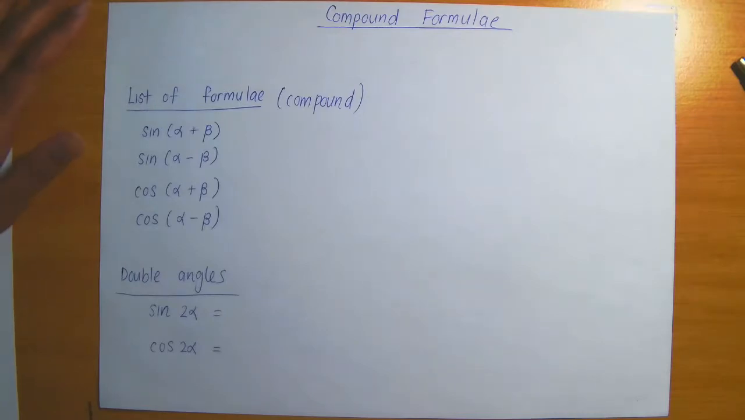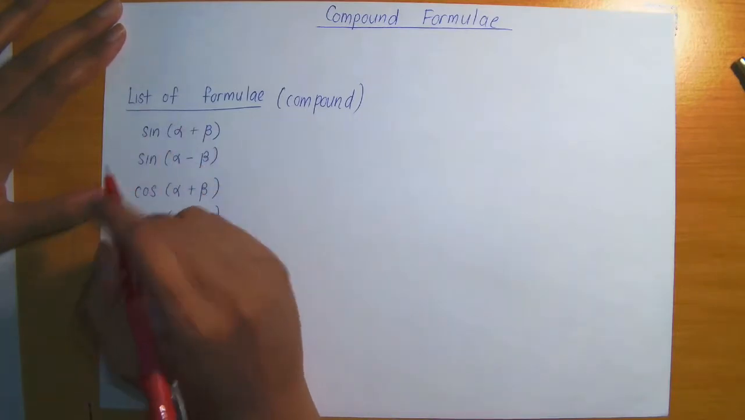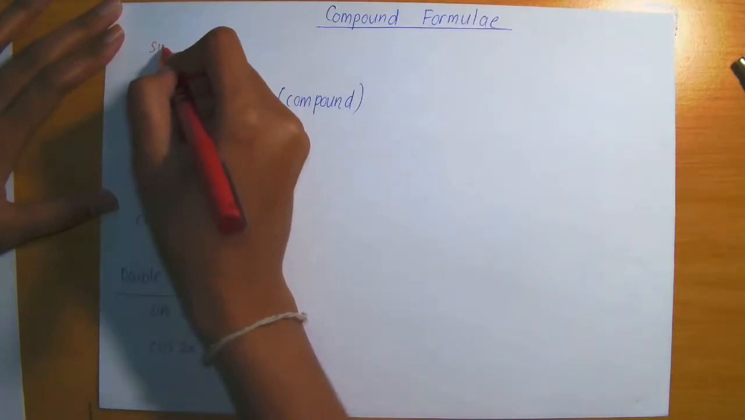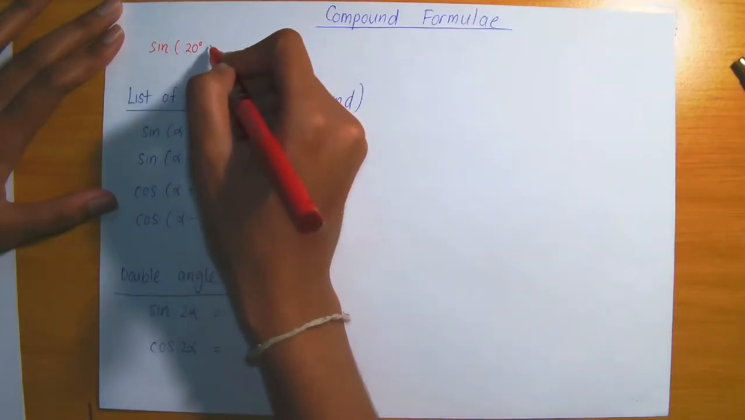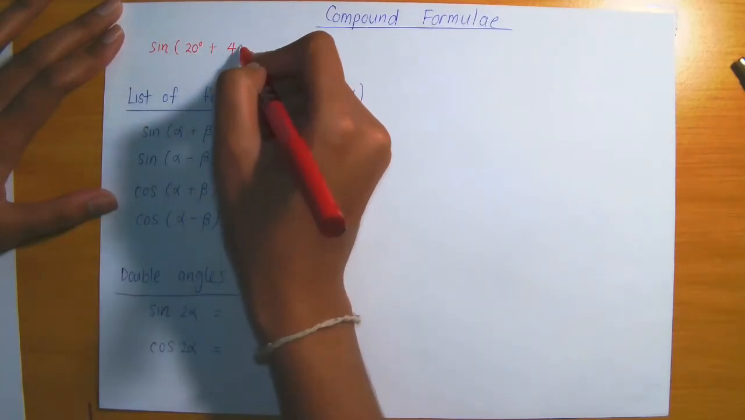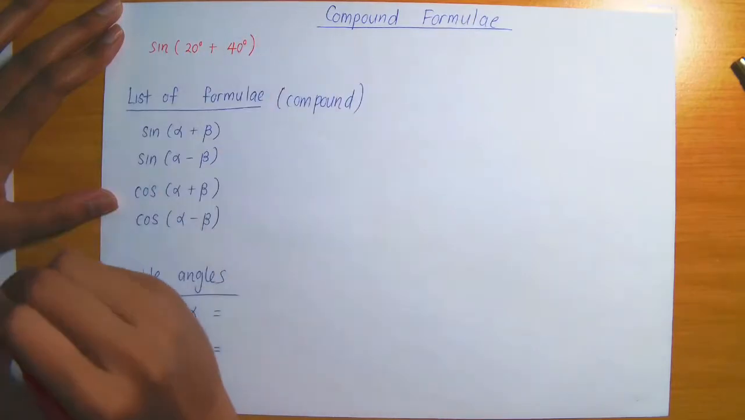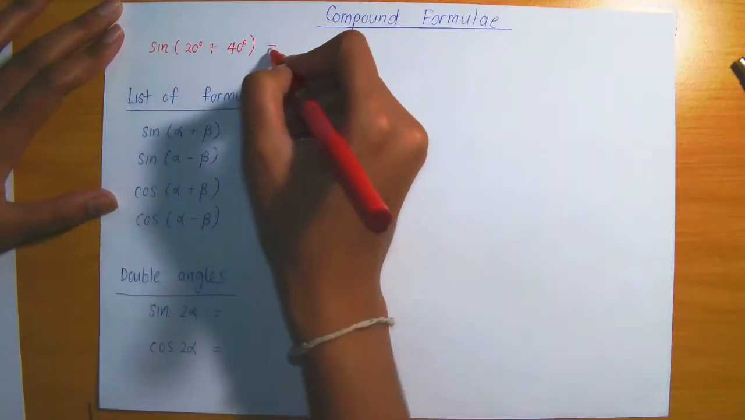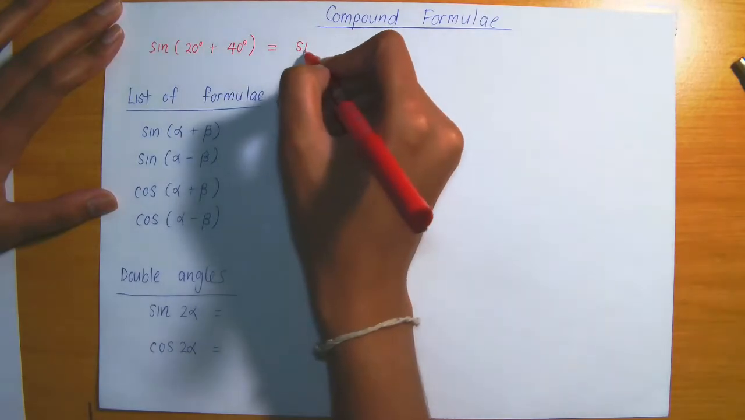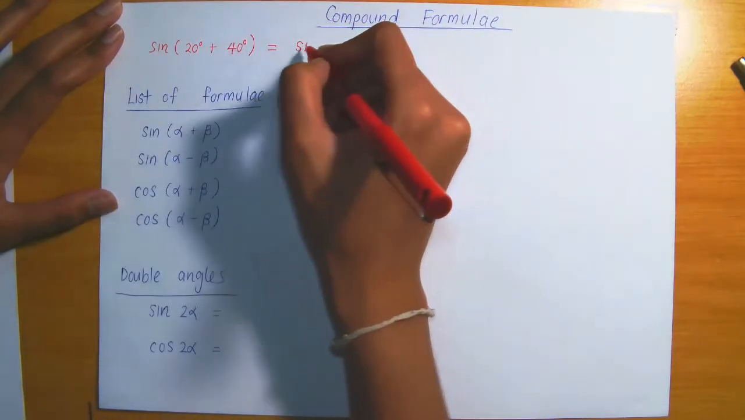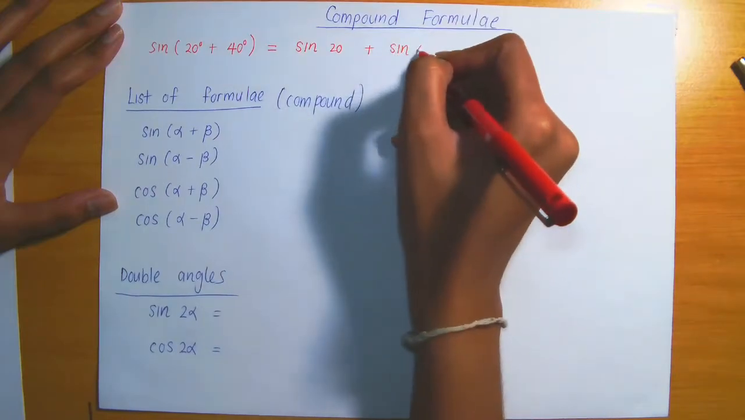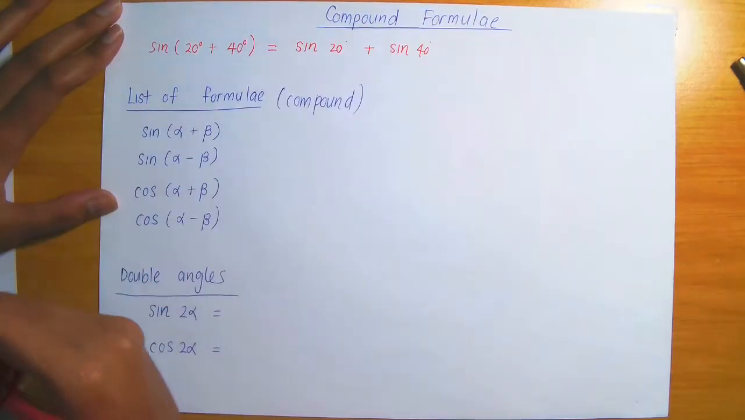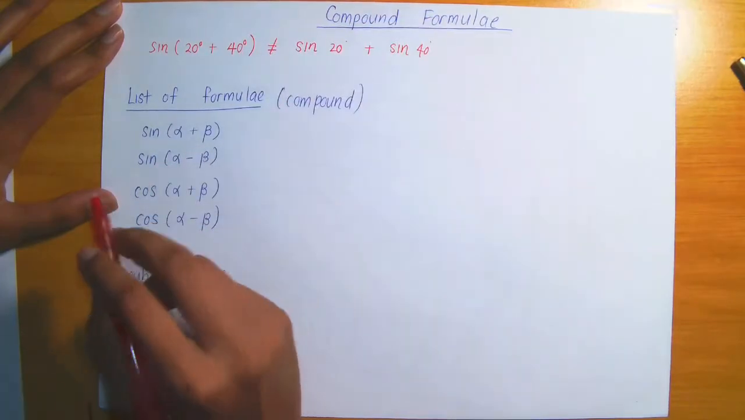In this video lecture, we're going to be discussing compound formulae. Now, there may come a point where you are required to solve a question of the following form. Sine of 20 degrees being added to, let's say, another angle of 40 degrees. Now, you may expect that it may be as easy as saying that sine of 20 plus 40 is simply sine of 20 being added to sine of 40 degrees. However, this is not the case.